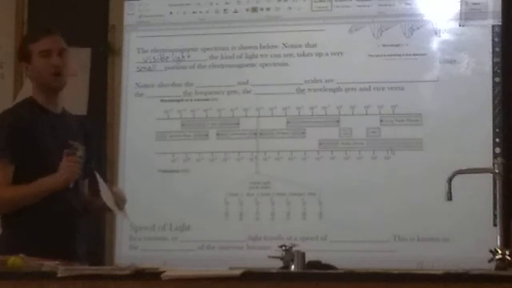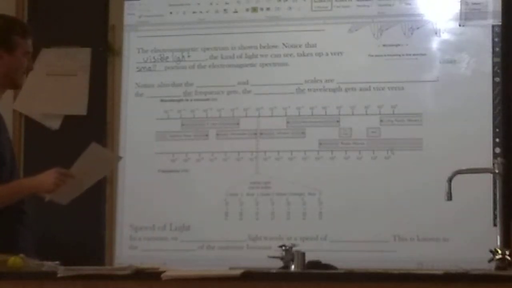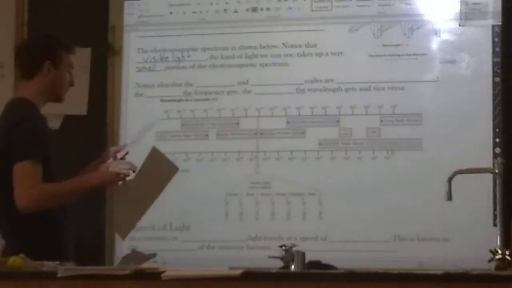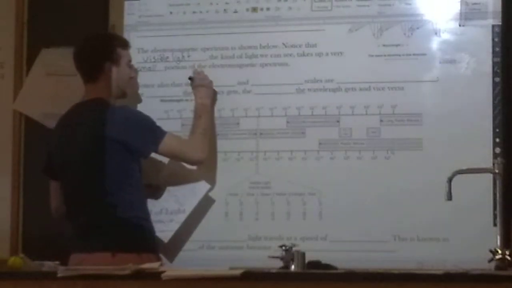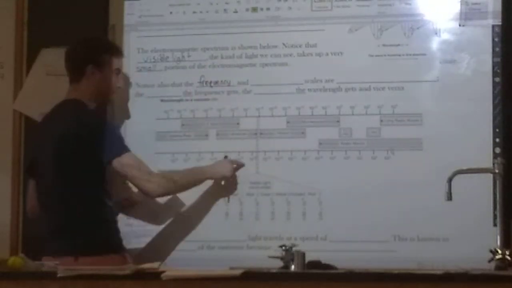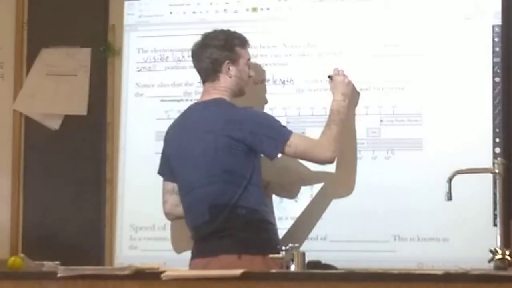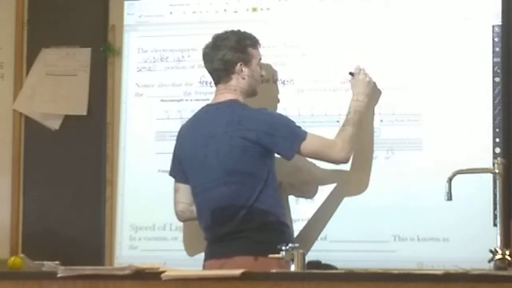It's like 1/100th of the entire spectrum that's useful. Actually, no, it's even less than that. It's way less than that, okay? Please also notice that the frequency, that's the scale on the bottom, and the wavelength scales are not proportional. They are inversely related.